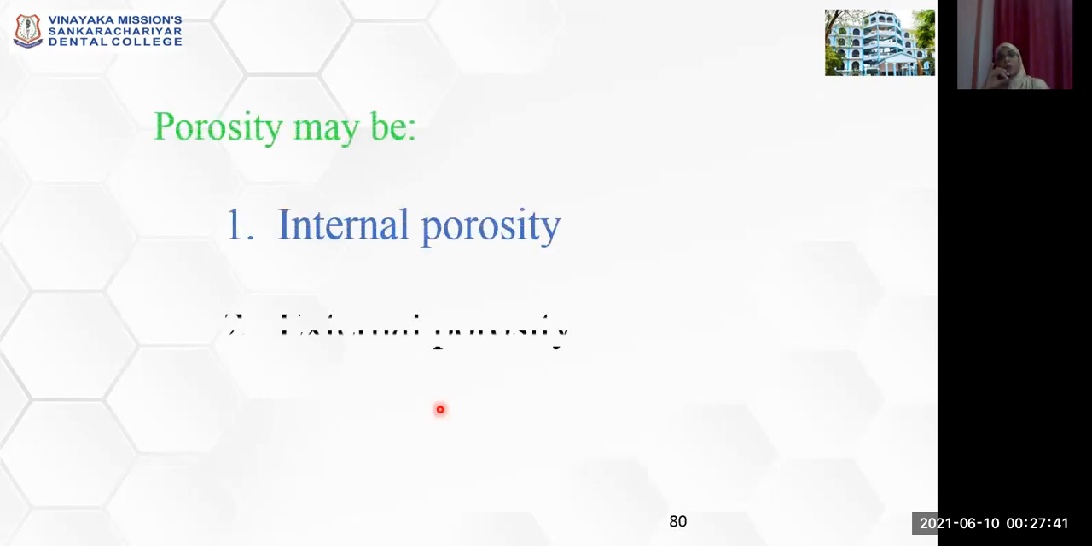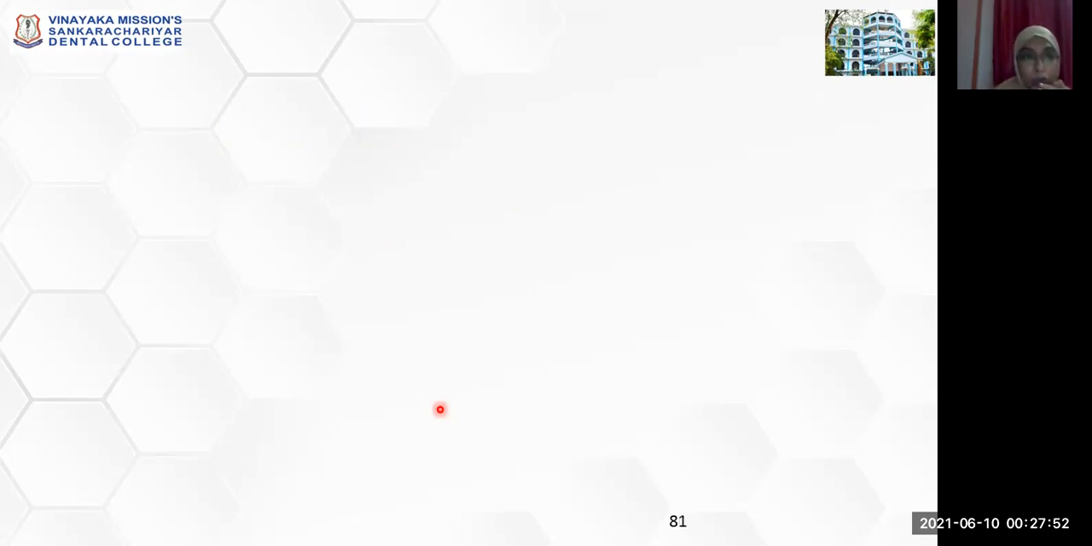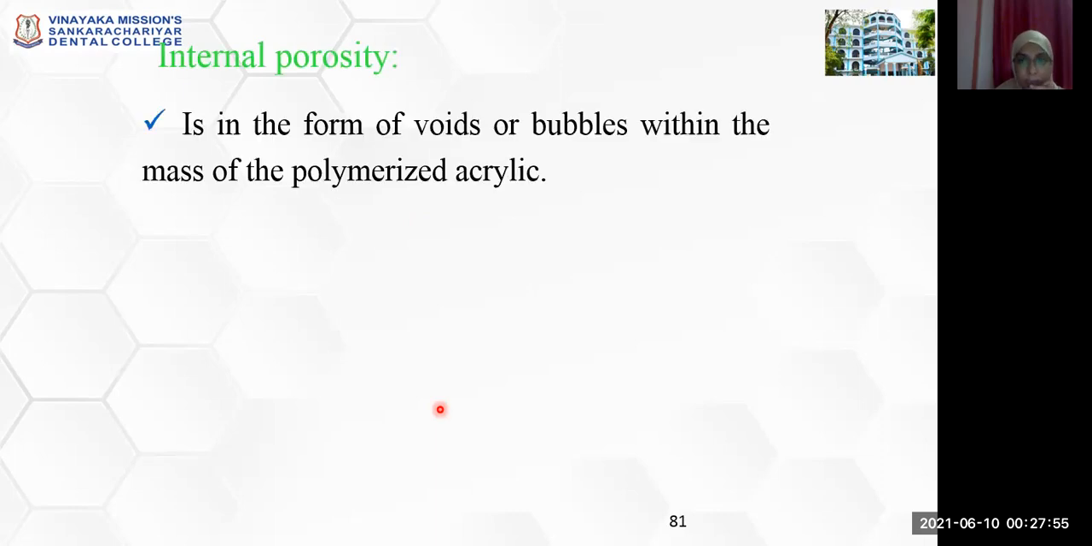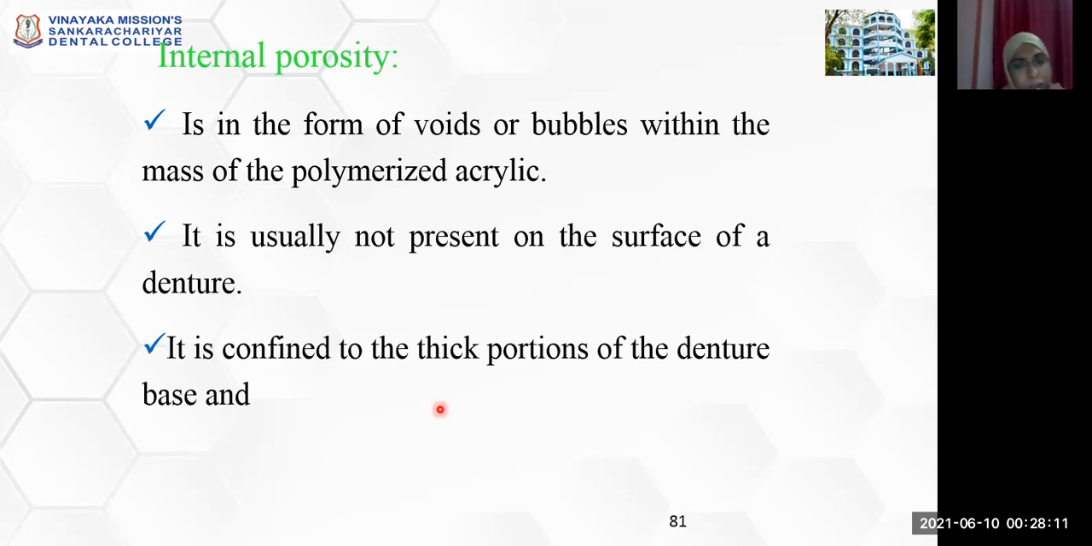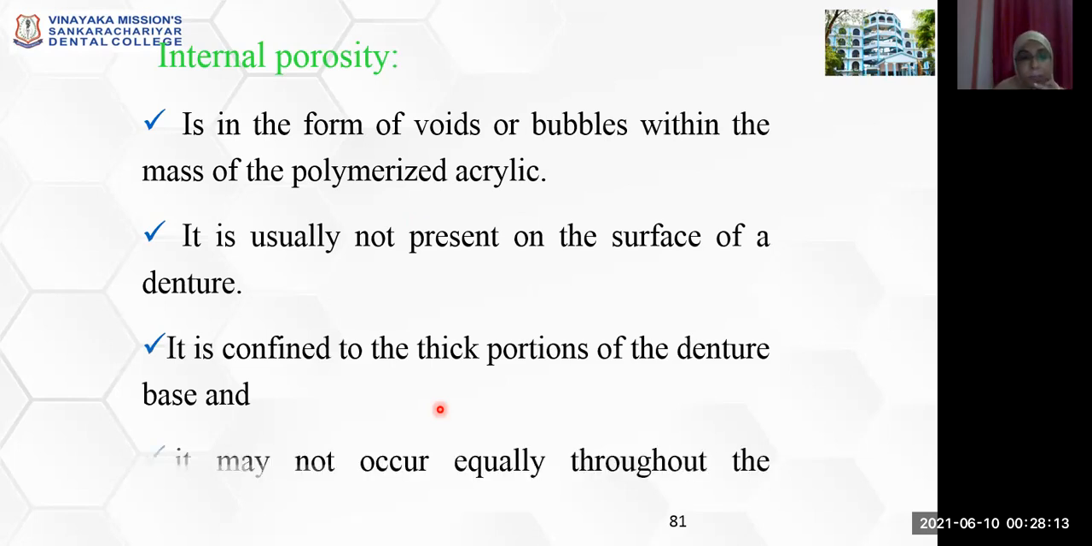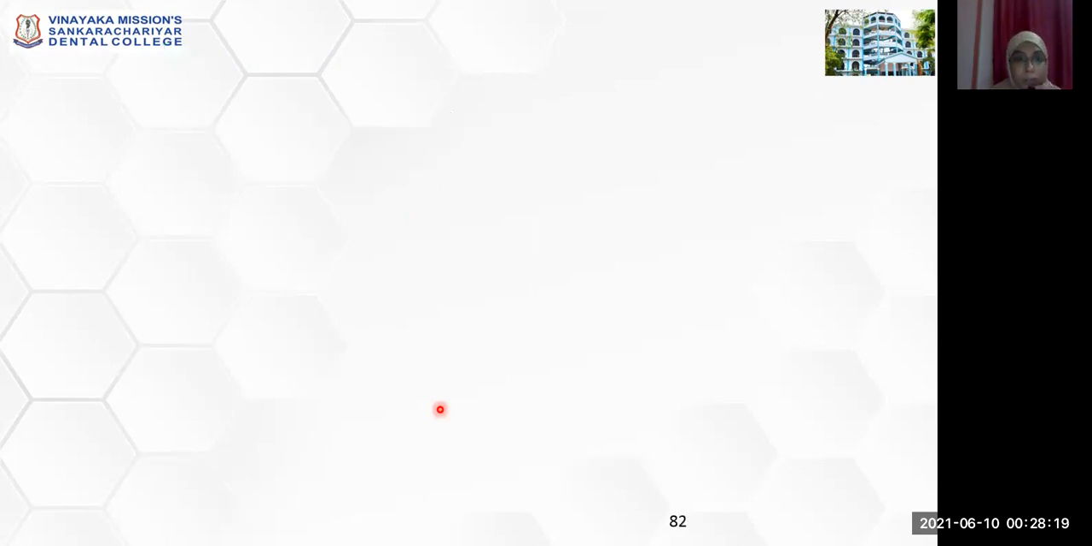Now this porosity, broadly speaking, you can classify into two types. You have internal porosity and then you have external porosity. Internal porosity is nothing but voids or bubbles within the resin, within the denture base. You will not be able to clinically feel it. Though you will be able to see it, you cannot feel it. So it is not on the surface of the denture, and usually you see it in the thickest portions of the denture base. Fine. And it may not occur equally throughout the affected area.